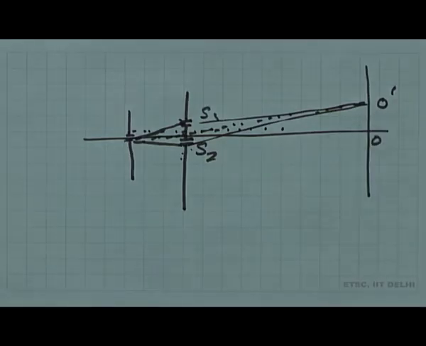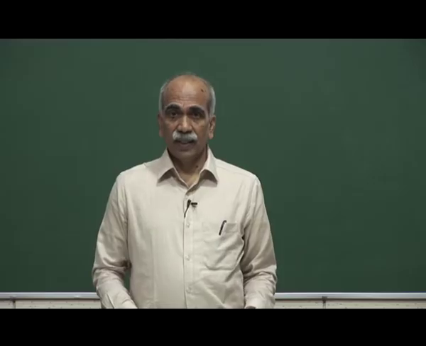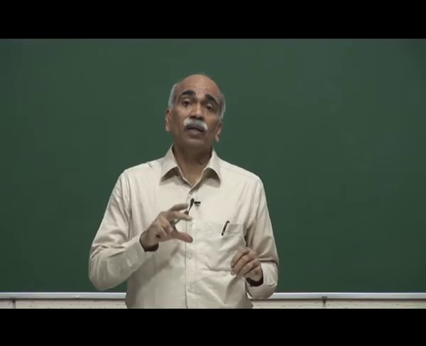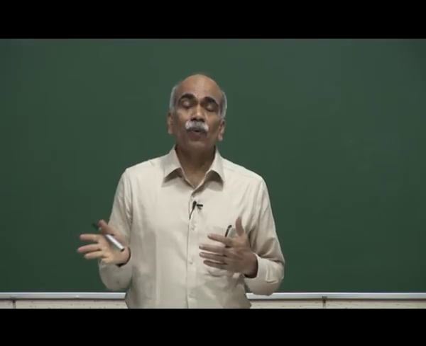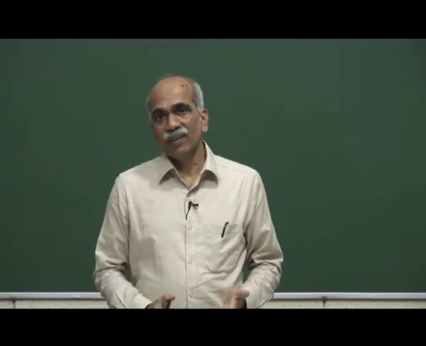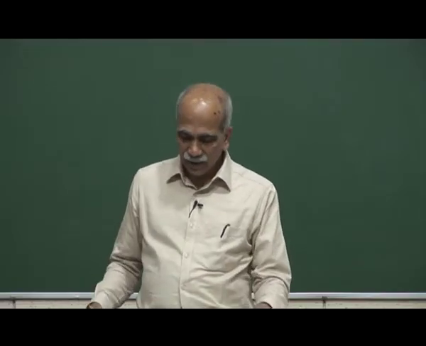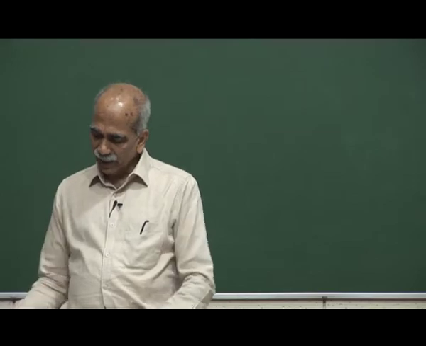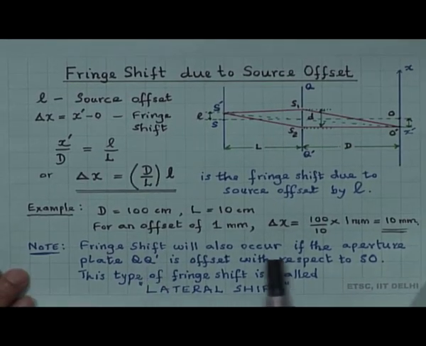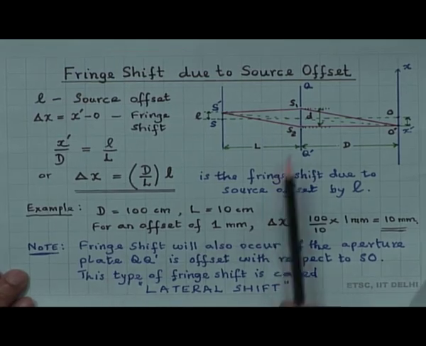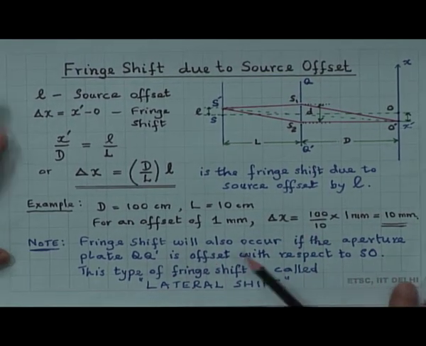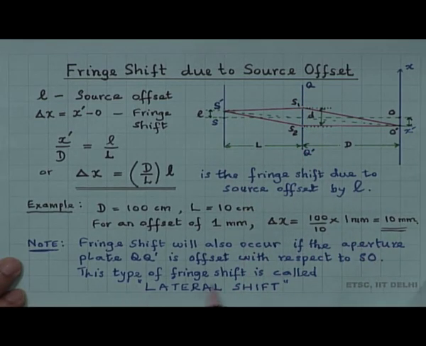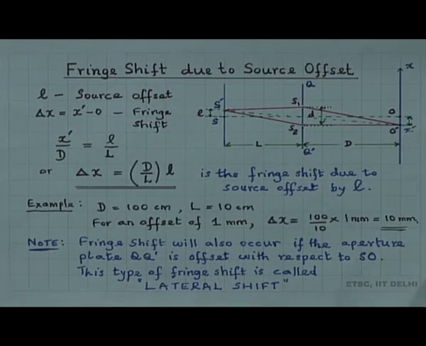This kind of shift is called the lateral shift. It is because of the alignment: if there is an offset either in the source or in the double hole aperture, then we have a corresponding shift in the central maxima, and this is called lateral shift. The fringe shift will also occur if the aperture plate Q dash is offset with respect to this line SO. This type of fringe shift is called lateral shift.